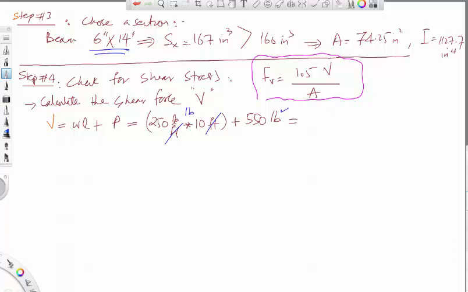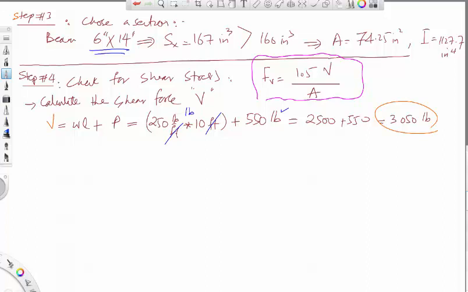So see what this number is equal to. It is equal to 2500 plus 550, which is 3050 pounds. So that is the shear force.